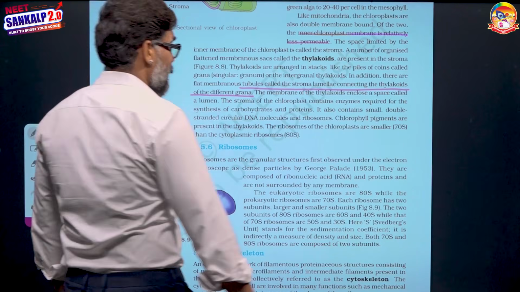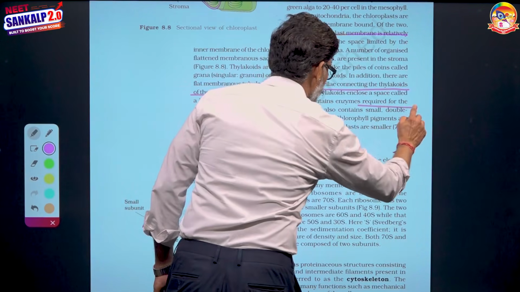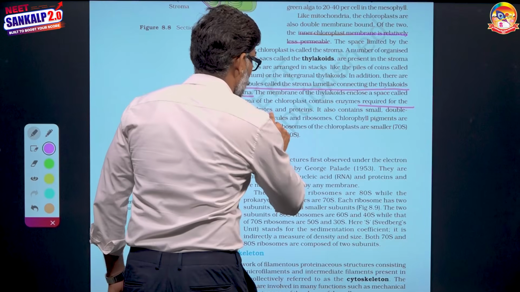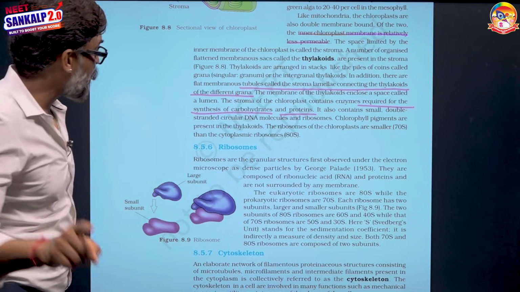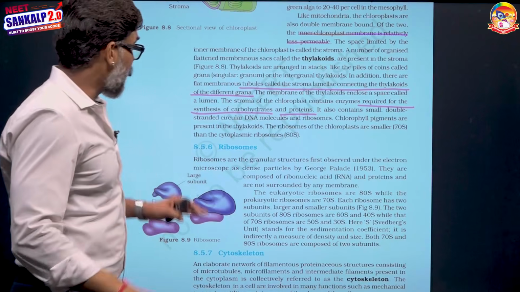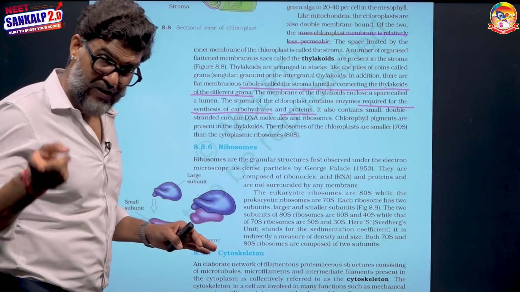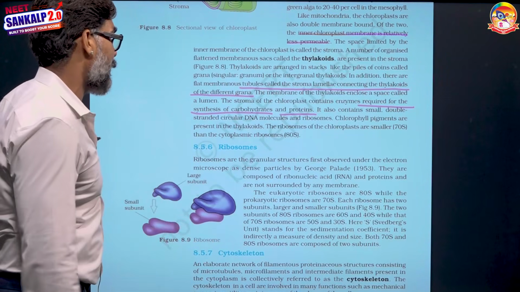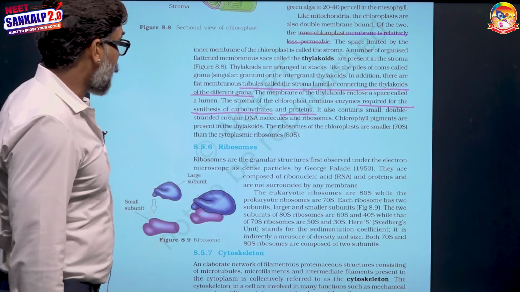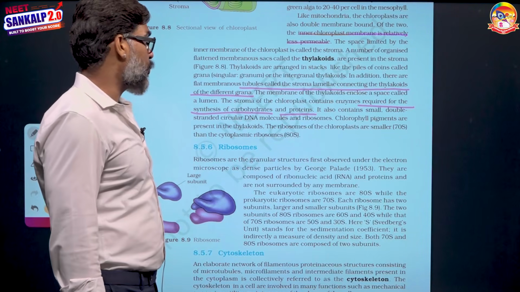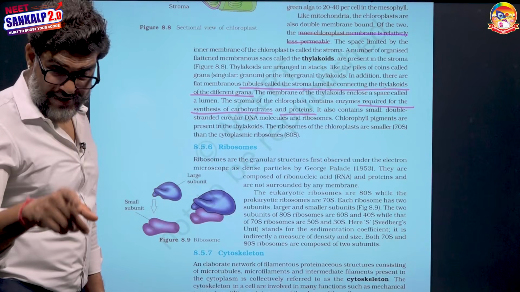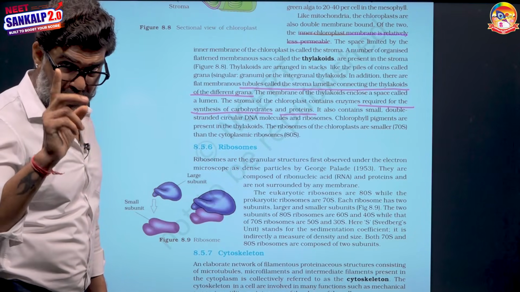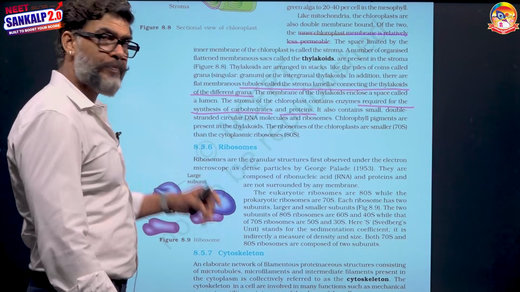Stroma of the chloroplast contains enzymes required for the synthesis of carbohydrate and protein. Mitochondria has enzymes for the synthesis of proteins, but chloroplast has enzymes for the synthesis of proteins as well as carbohydrate. It also remains double membrane bounded. Ribosomes are also present here as usual. In mitochondria as well as chloroplast, the ribosomes are of 70S type.